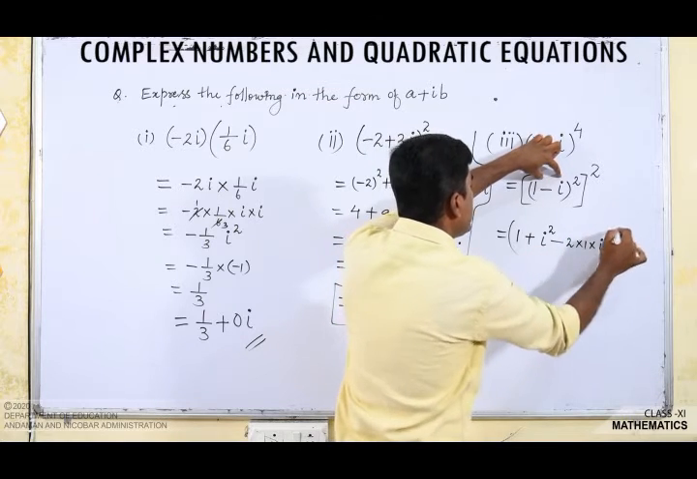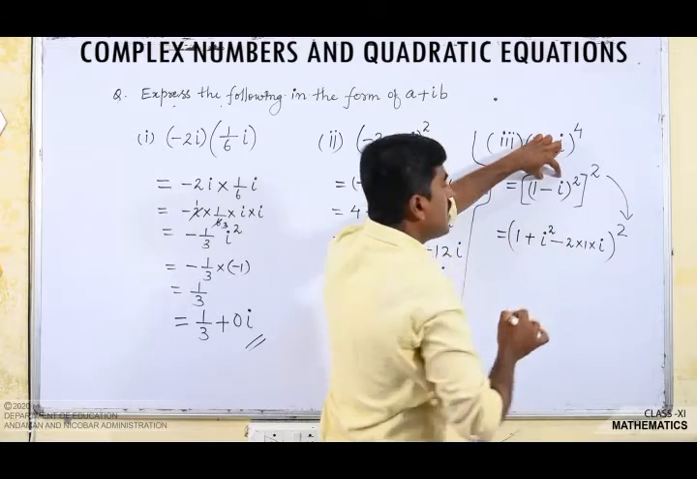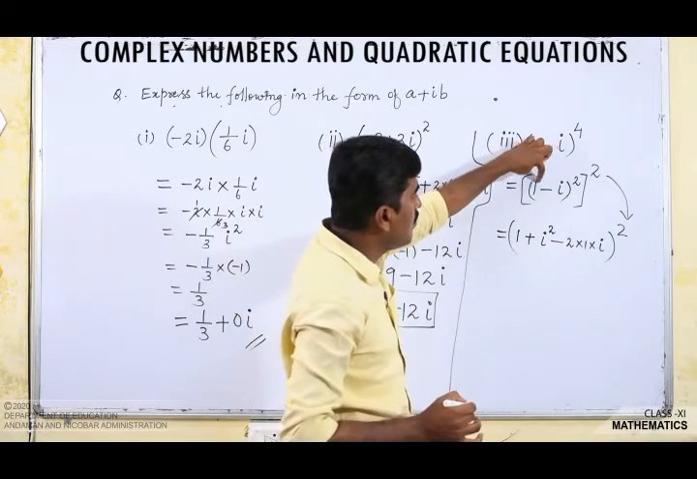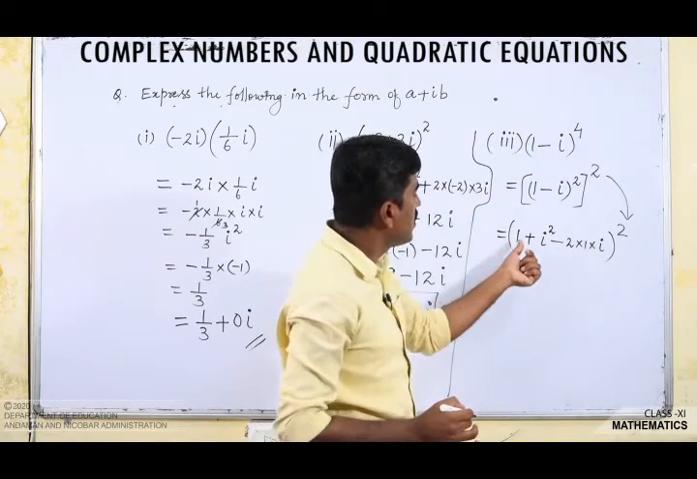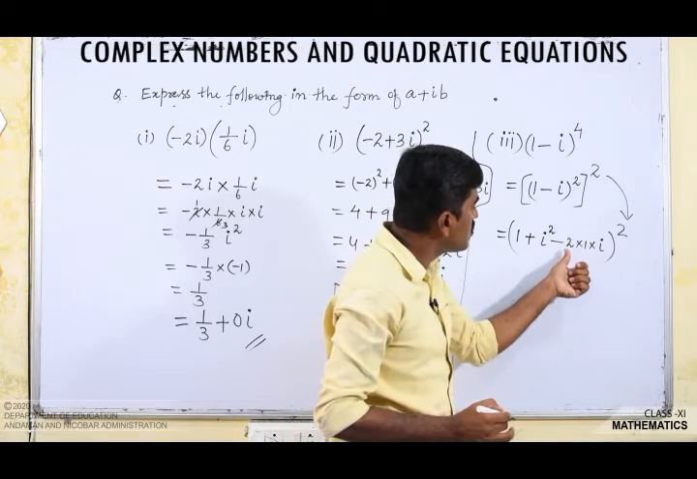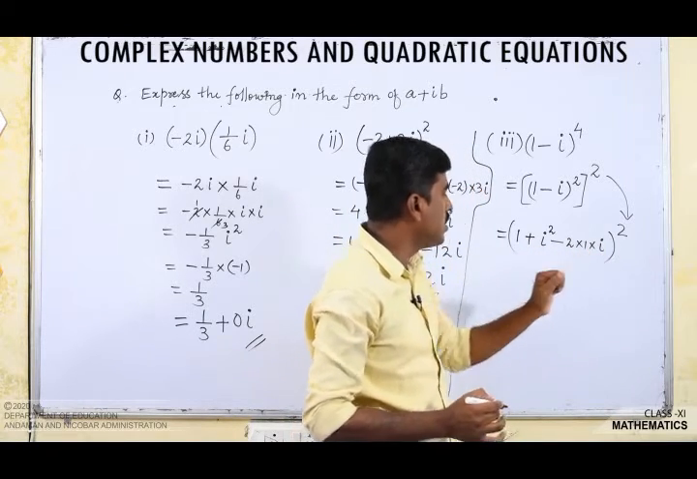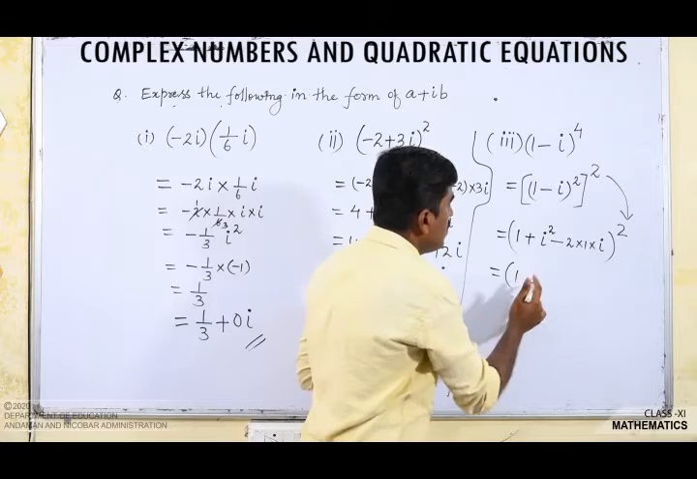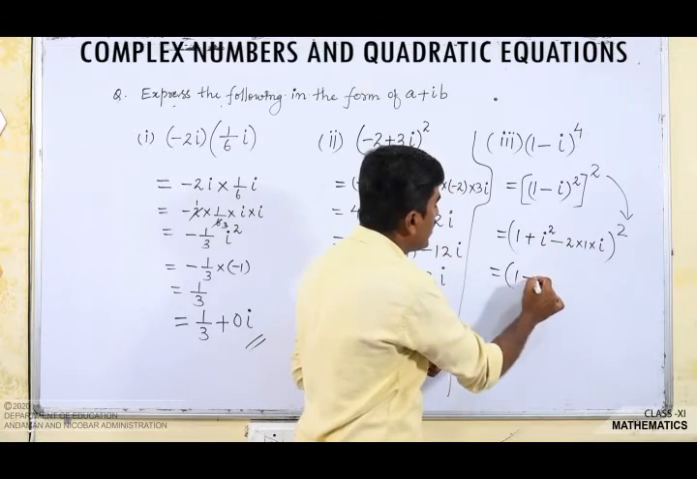The 1 whole square is there, this whole square will remain as it is. So it is (1 − i) whole square, then it is 1 + i² − 2ab, that is 2 into 1 into i. Simplify it, it is 1. What is the value of i²? That is equal to −1.